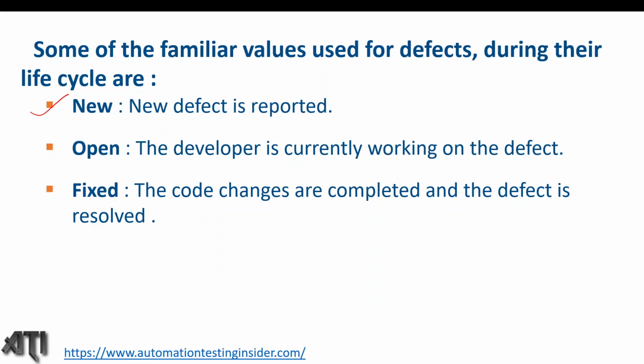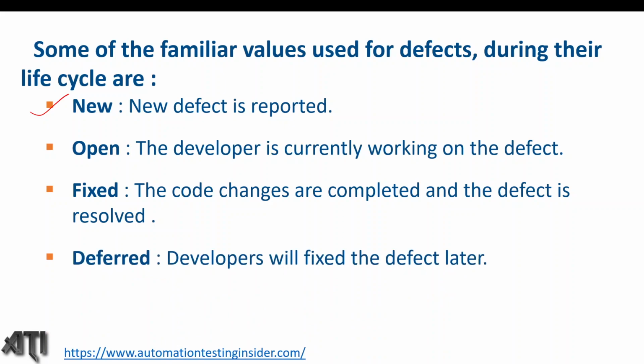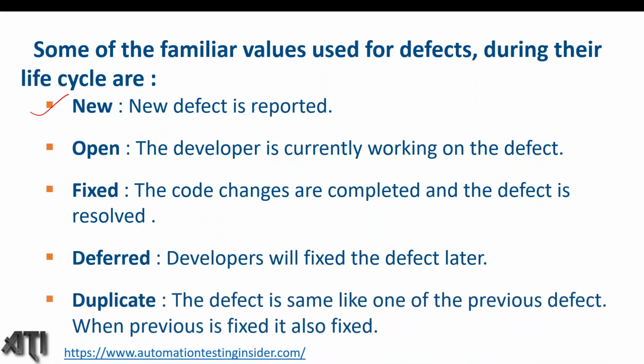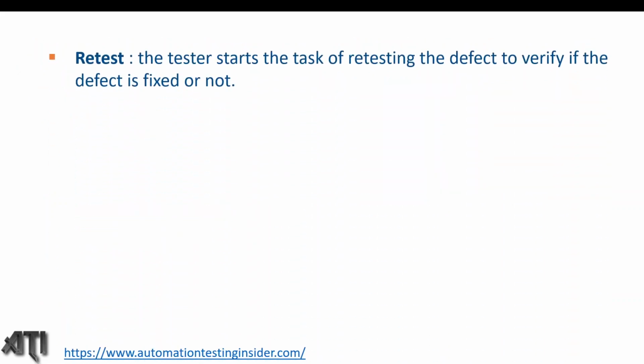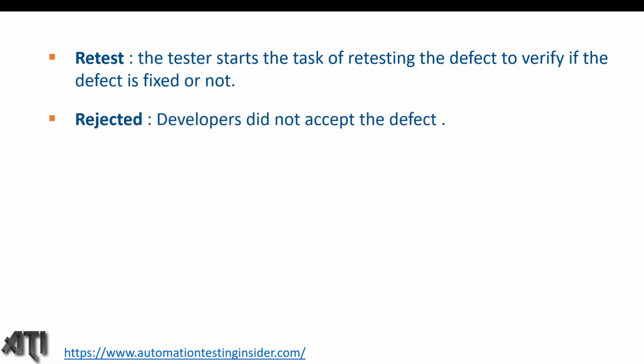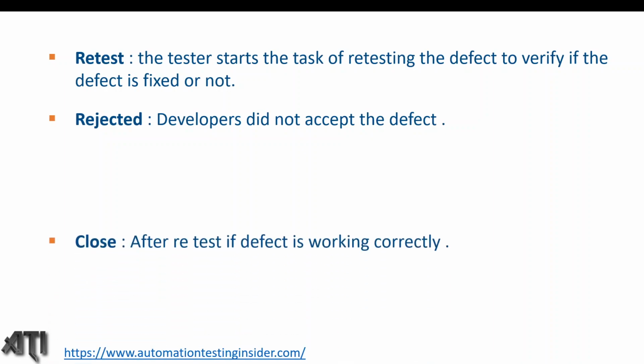What is fixed? The code changes are completed and the defect is resolved, that is fixed status. Deferred, developers will fix the defect later in the next cycle, so that is deferred status. Duplicate, the defect is the same as one of the previous defects. When the previous defect is fixed, it is also fixed, so that is duplicate defect. Retest, the tester starts the task of retesting the defect to verify if the defect is fixed or not, so that is retest. Rejected, developers did not accept the defect, is rejected defect.